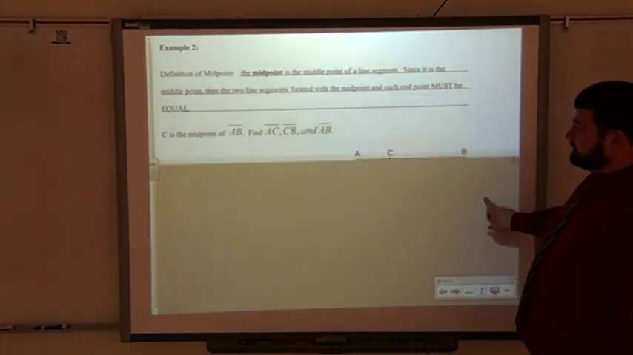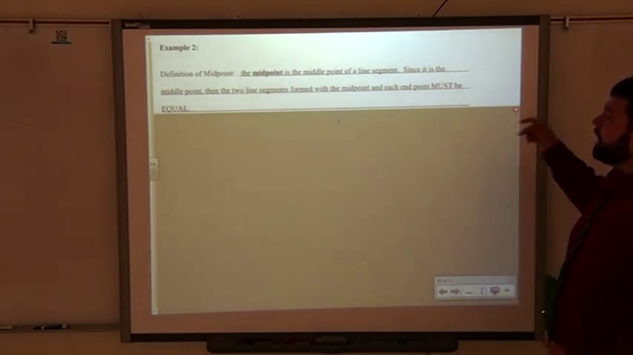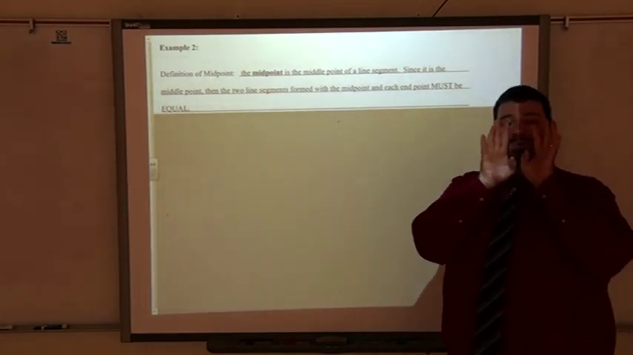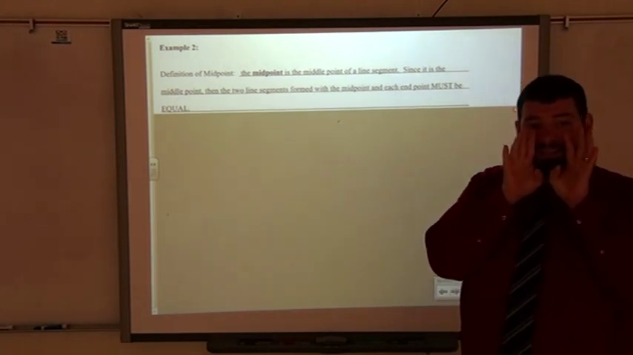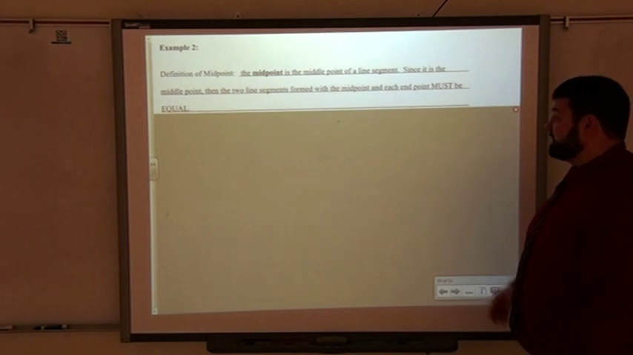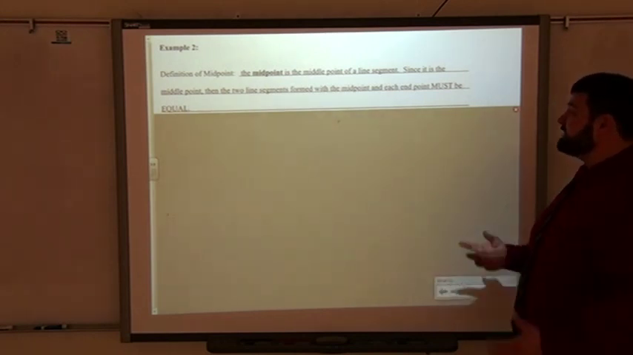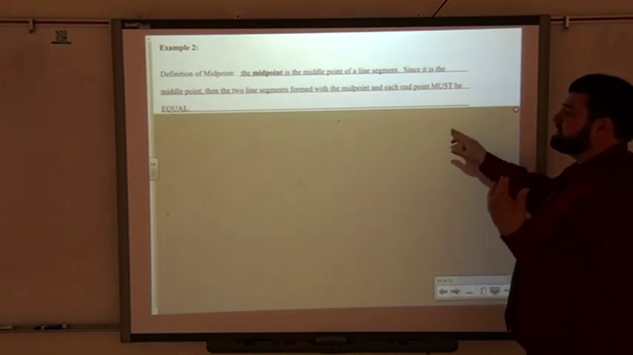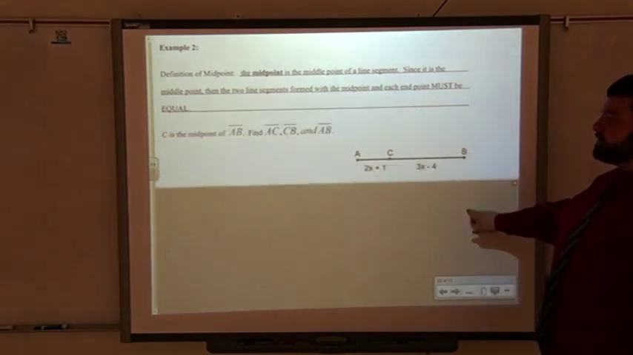Example number 2, definition of midpoint. Okay? The midpoint is the middle point of a line segment. That's why they call it a midpoint, because it's right in the middle. Since it is the middle point, then the two line segments formed with the midpoint and each endpoint must be equal. So that's what's going on here.